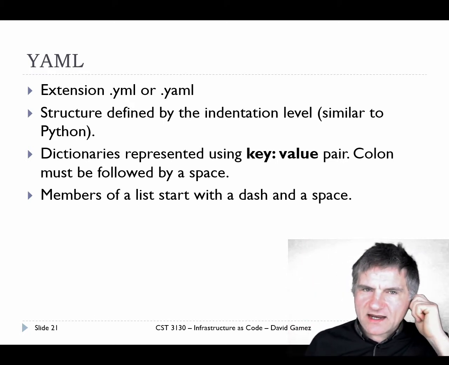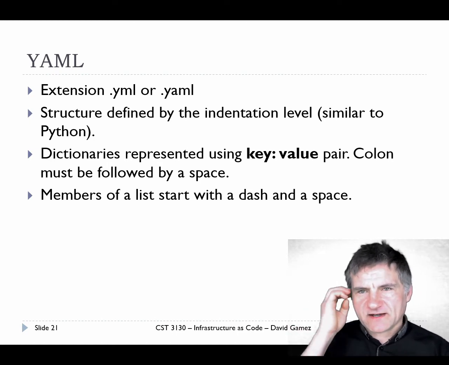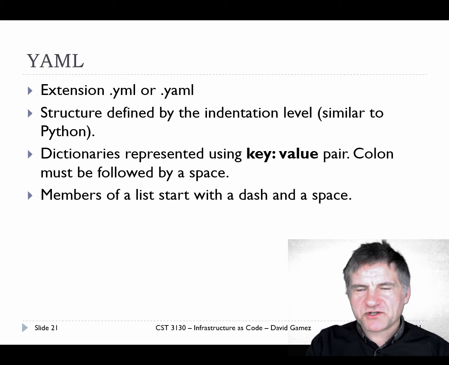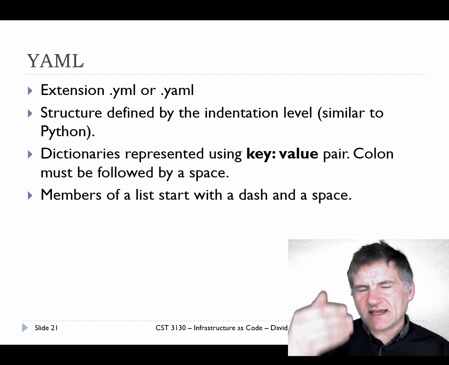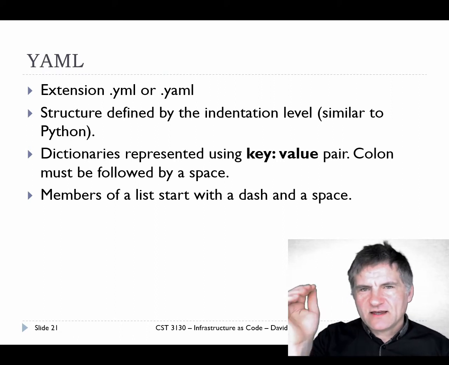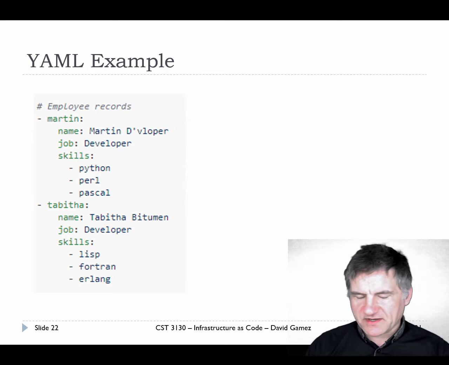And again, it's a bit like JSON in the sense that you have key value pairs. So you have a key pointing to another data structure, and that's what's called a dictionary. And then you have a list, which is more like an array, where you've got a number of items one after the other. It's probably easier to do this with an example.